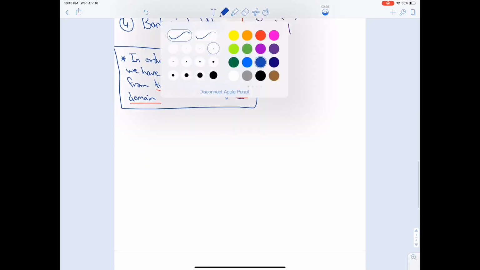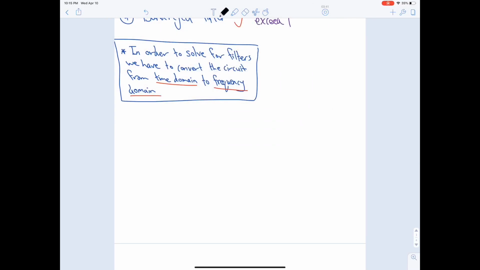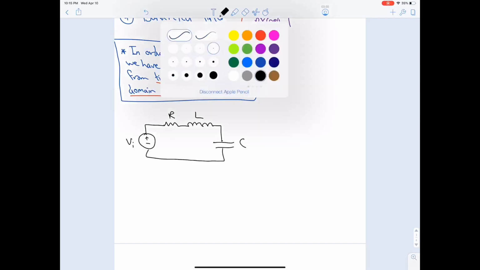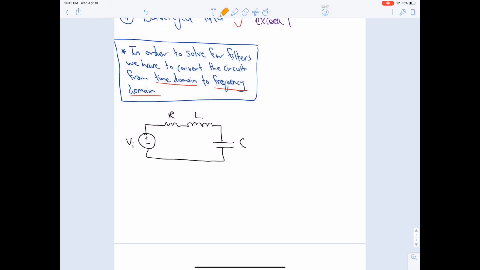If I give you a circuit where we have a voltage source, a resistance in series with an inductor and a capacitor. Now this is in time domain. How did I know this is in time domain? Because of the resistance R, inductance L, and the capacitance C. This is time domain.